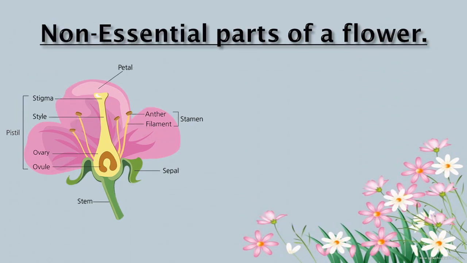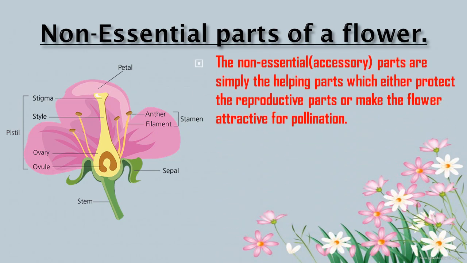Now next we have the non-essential parts of a flower. So students, the non-essential or accessory parts are simply the helping parts which either protect the reproductive parts or make the flower attractive for pollination. In the previous slide we saw the essential parts of a flower, that is androecium and gynoecium, and second are the non-essential parts, which either protect the reproductive parts or make the flower attractive just for pollination.